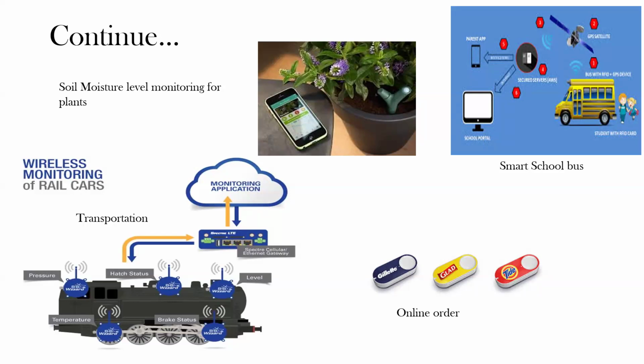In the transportation, they are monitoring the track condition and the health conditions of different aspects inside the train, I mean, inside the moving train. For example, wheel condition, engine condition.